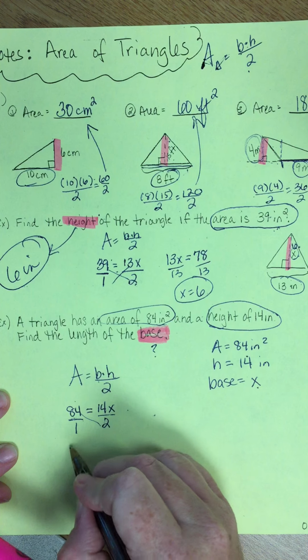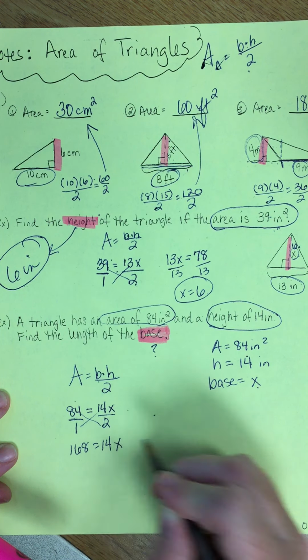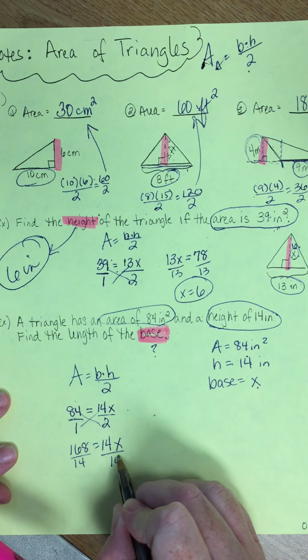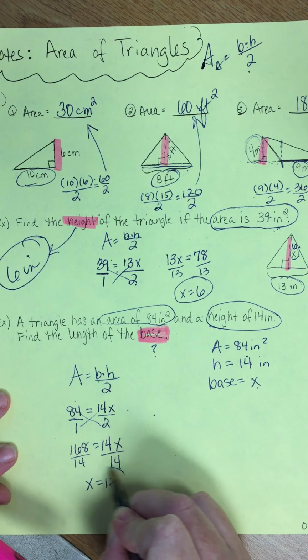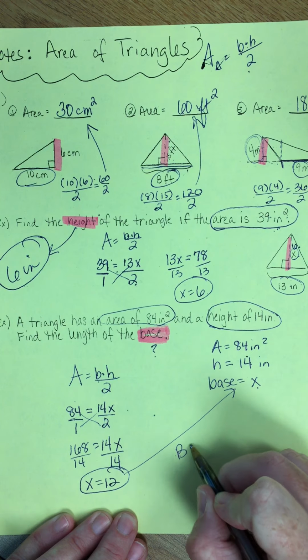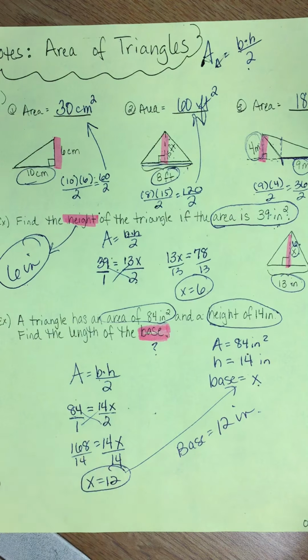And 2 times 84 is 168. 1 times 14x is 14x. Divide each side by 14. So 168 divided by 14 is 12. So x is 12. What was x? X was the base. So the base is 12 inches. Yay! Good.